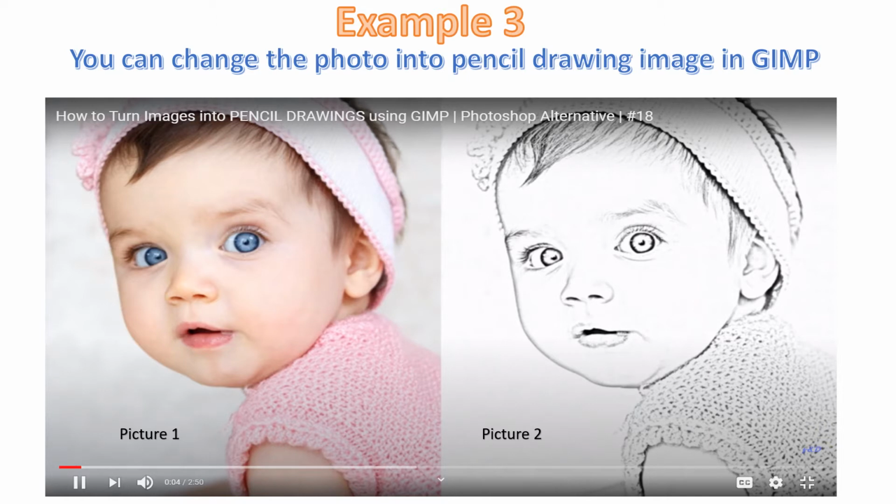Not only changing background or background color in GIMP, you can even change the photo into pencil drawing. In picture 1 you can see the baby picture. In picture 2 you can see the pencil art of that baby.